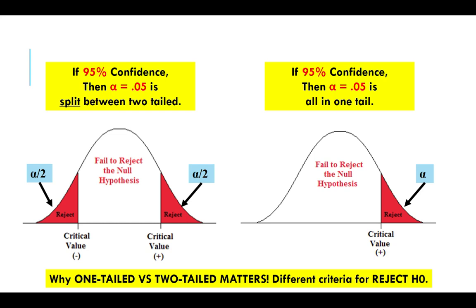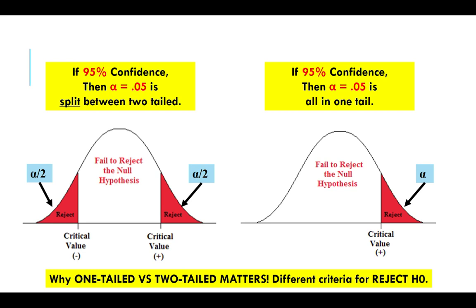So look at the note at the bottom. I'm reminding you that this is why one-tailed versus two-tailed matters. There's going to be a different criteria for rejecting the null hypothesis. Remember, look at these two and compare. Look at the white regions. Those white regions are where we're going to fail to reject the null hypothesis, that there's just not enough evidence to support that we can reject.